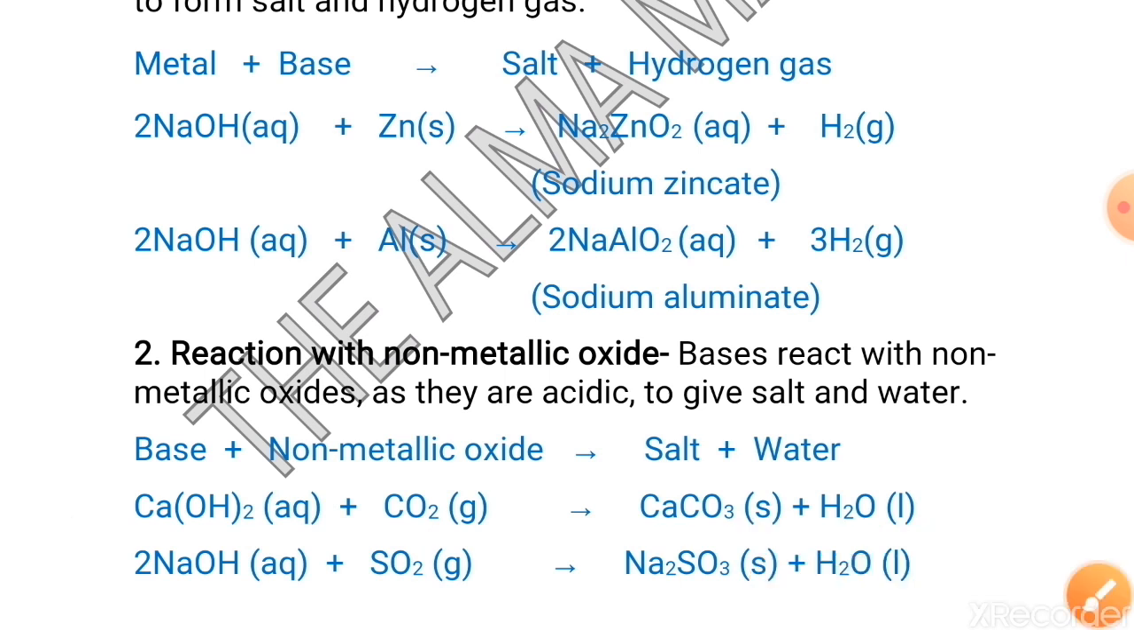Now looking at the last example, when NaOH, sodium hydroxide, reacts with sulfur dioxide, then they will form Na2SO3 and water. So students, we have studied all the chemical properties of acids and bases.